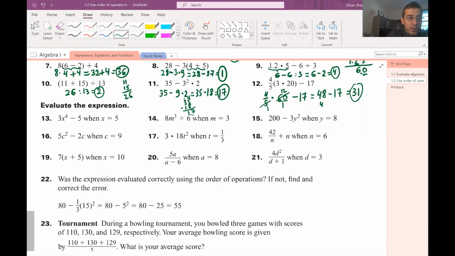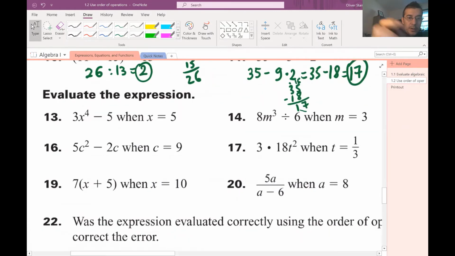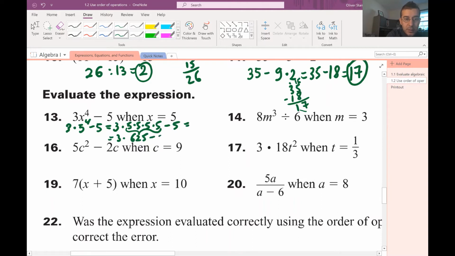Evaluate the expressions. So this is going to be 3 times, x is 5, so 5 to the 4th minus 5. We evaluate the powers first. So this is 3 times 5 to the 4th, which is 5 times 5 times 5 times 5, and then minus 5. So the powers, 5 times 5 is 25. 25 times 25 is 625. So this whole thing is 625, and then 3 times 625 and minus 5.